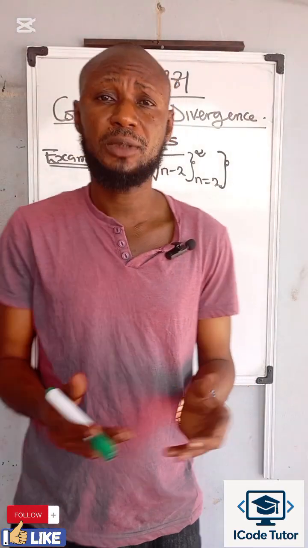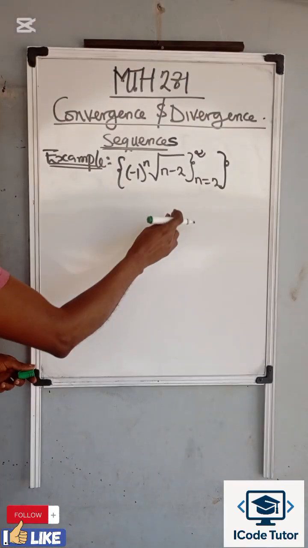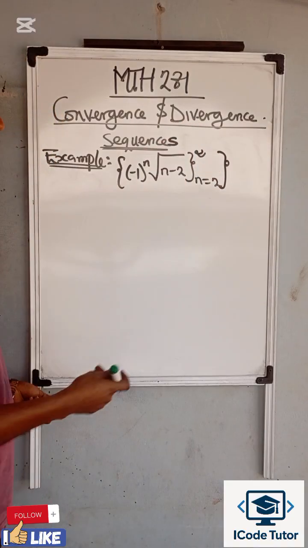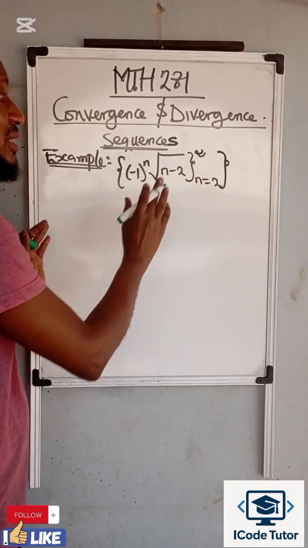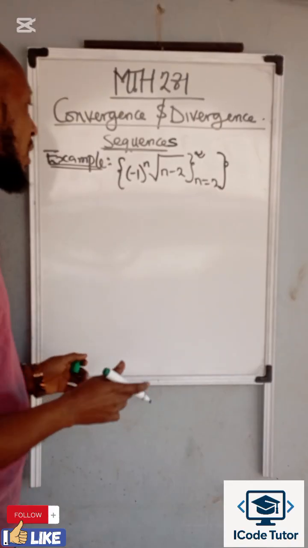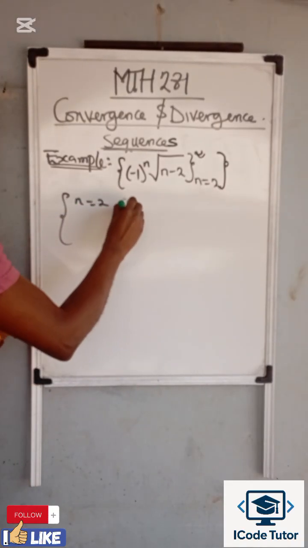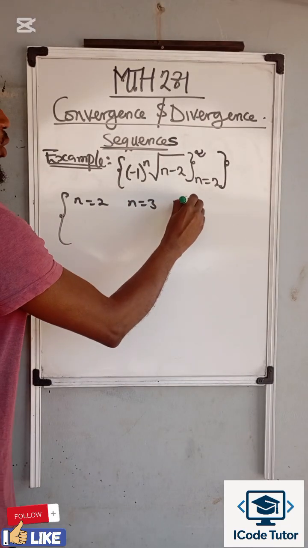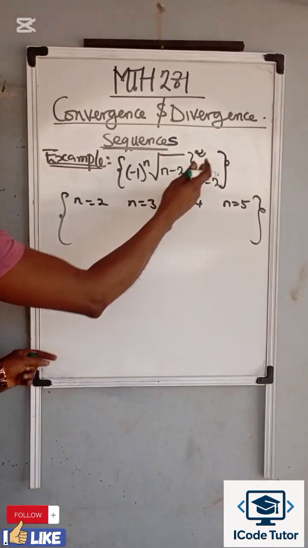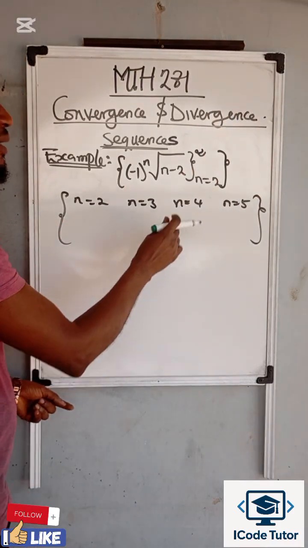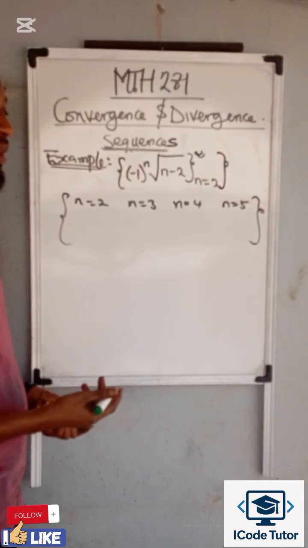Now let's check another question under sequences. If you look at it, this one ranges from 2 to infinity. That means the terms start from 2. So we have n equals 2, n equals 3, n equals 4, n equals 5. You can stop anywhere because it ranges from 2 to infinity. What you need to master is that this must start from the indicated number given to us here.